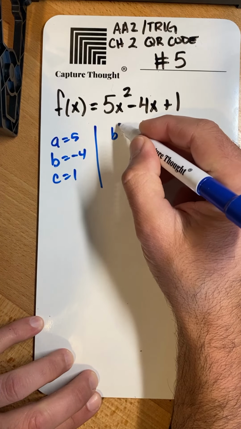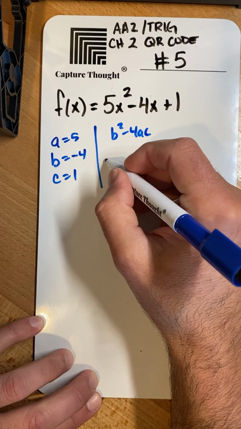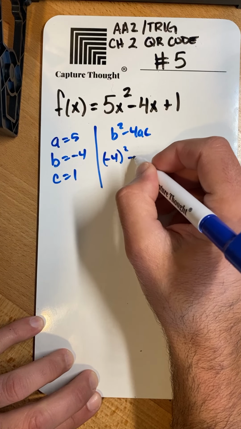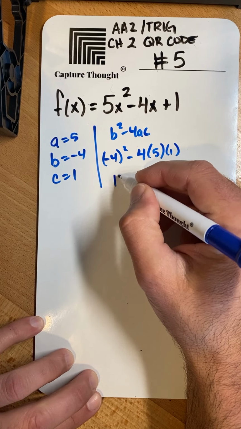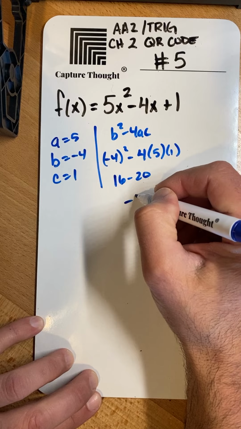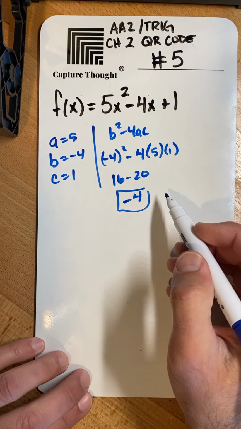Then I'm going to figure out what's my B squared minus 4AC. This is my discriminant value. So that's going to be -4 all squared minus 4 times 5 times 1. This is 16 minus 20. That's -4. So right there, I have just learned that the discriminant is -4.